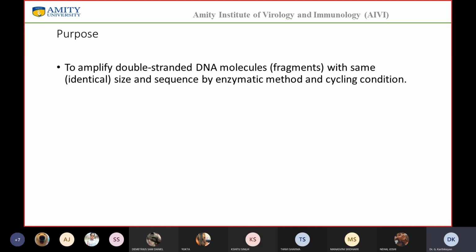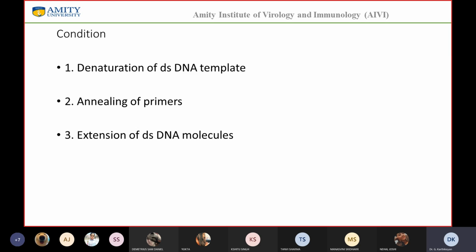What is the purpose of a PCR? The purpose of a PCR is to amplify double-stranded DNA molecules which will be identical in size and sequence by an enzymatic method and cycling conditions. So this is why it is called in vitro cloning. What we mean by in vitro cloning is that you have created identical copies of a given gene sequence.